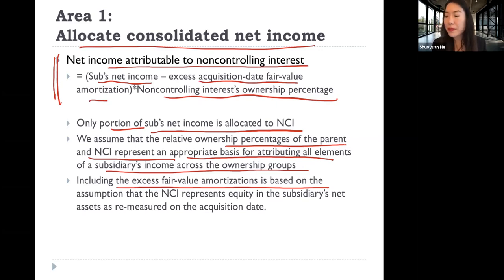So this is the first place I wanted to talk about, how to allocate consolidated net income. And in the next class, which is the second part of this chapter, we're going to talk about how to calculate goodwill and how to allocate goodwill.